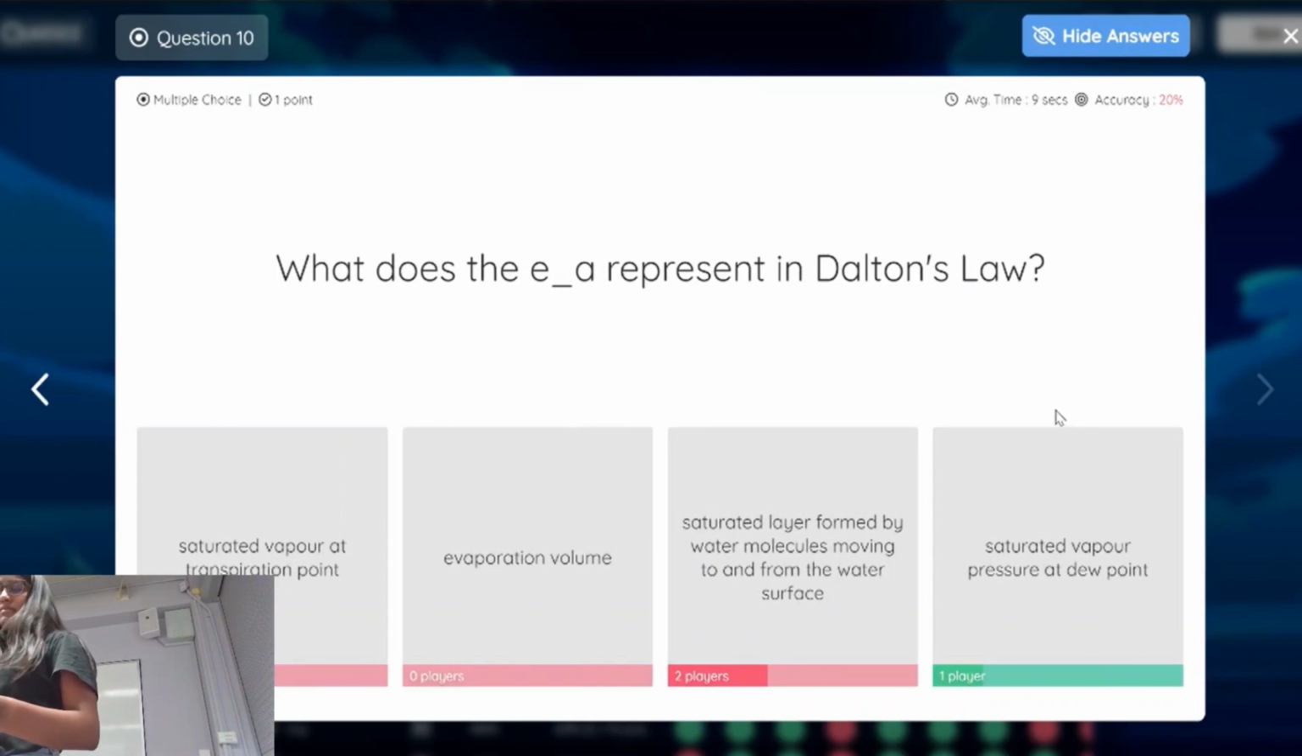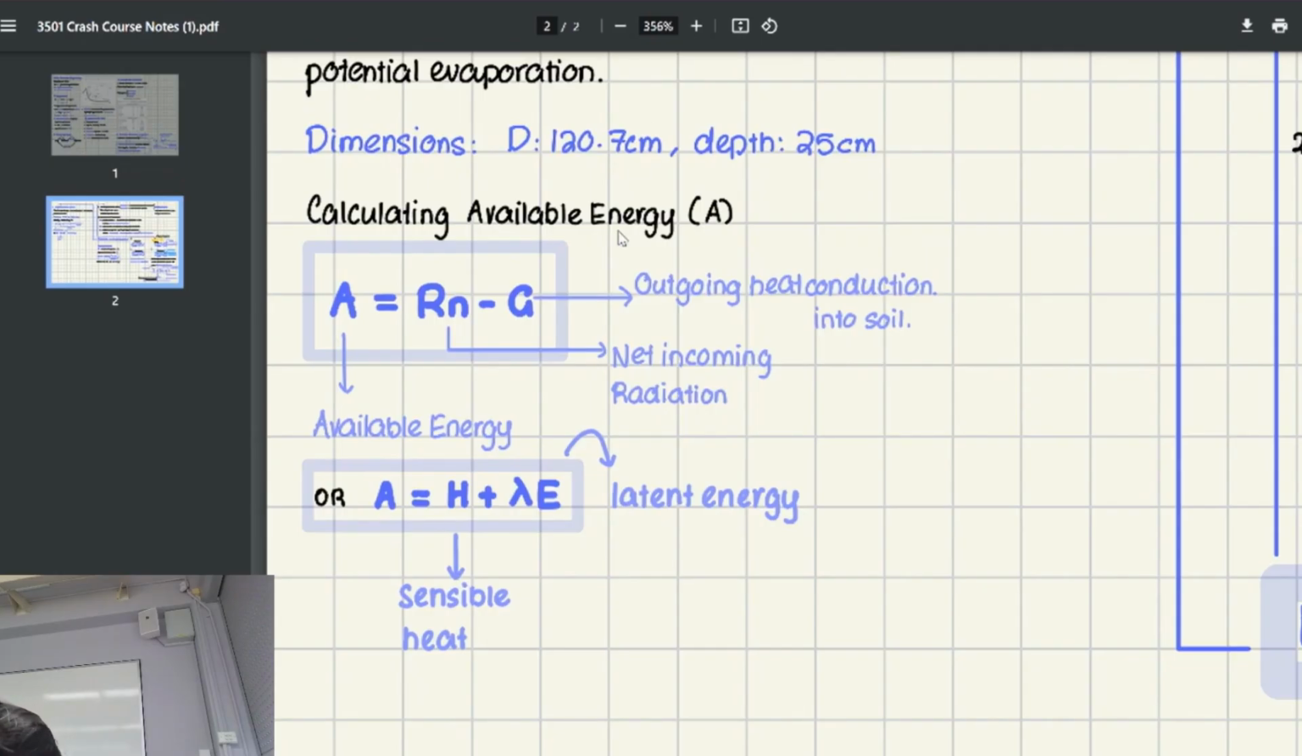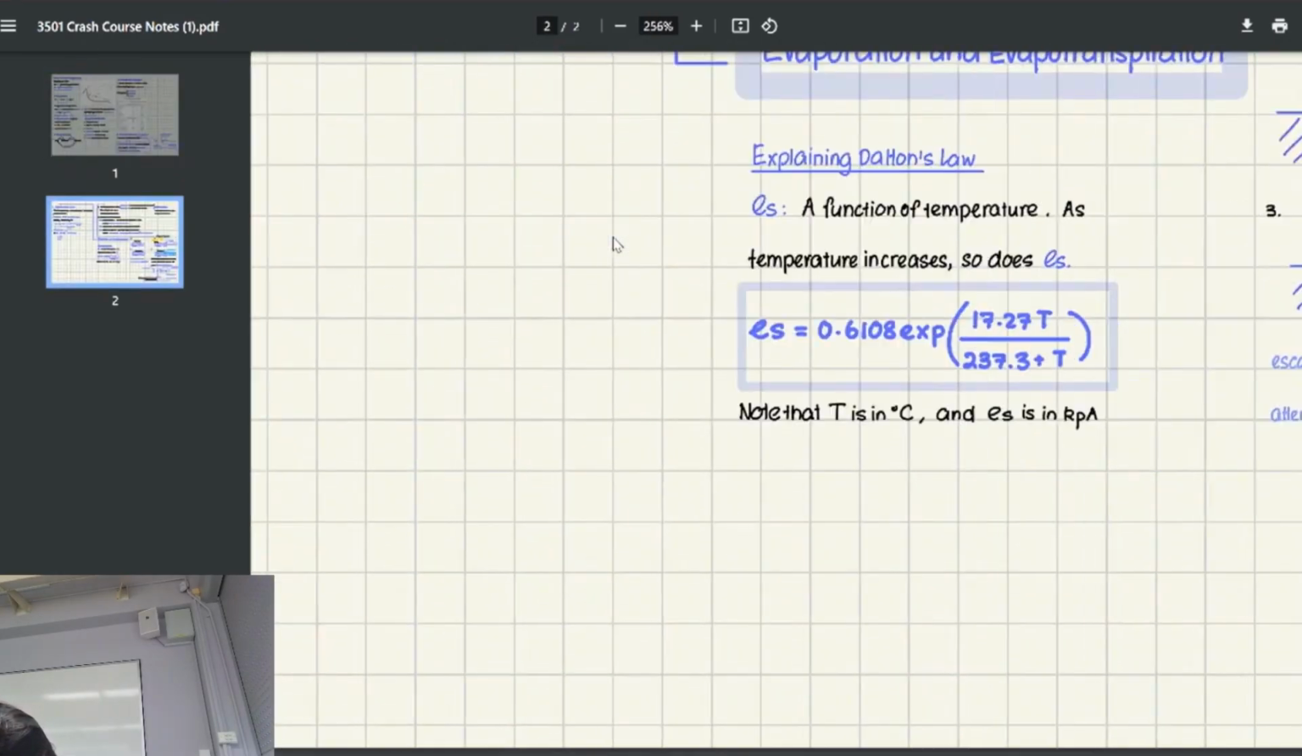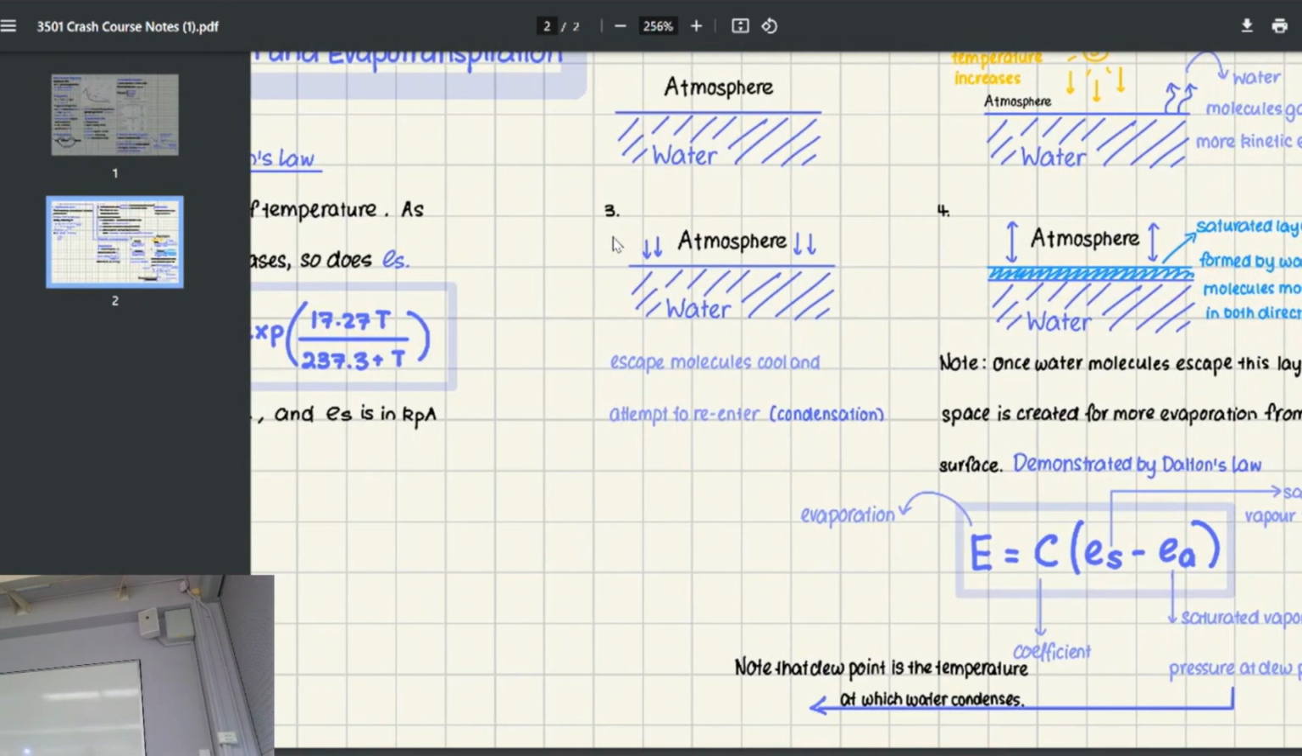Finally, what does the EA represent? It's very similar to ES, but it's the saturation vapor pressure at dew point. As a recap, the dew point is the temperature at which the water condenses. Sorry, I said evaporated earlier. That's why you find the difference between the saturated vapor pressure and the saturated vapor pressure at dew point, because you just want the evaporation. You don't want anything that's coming back down to the surface.